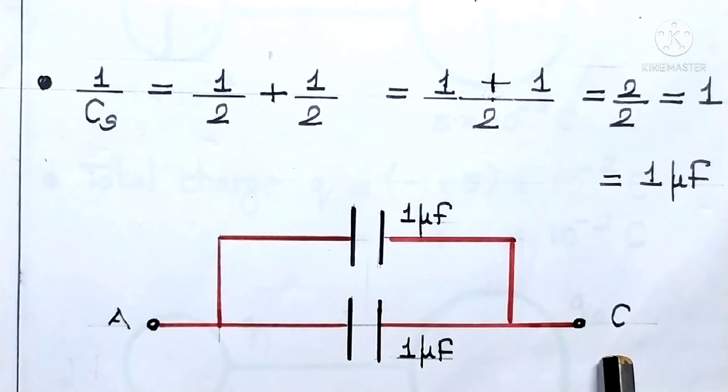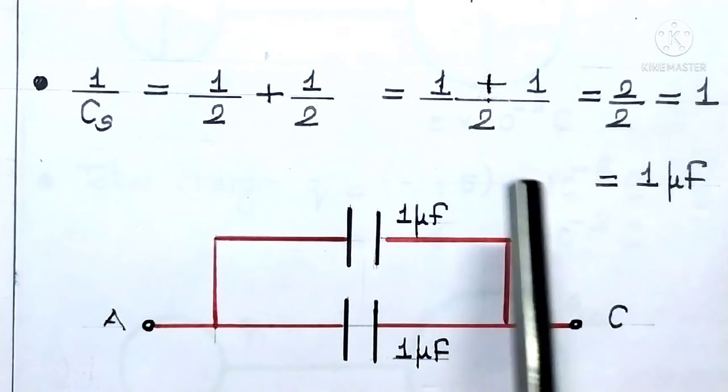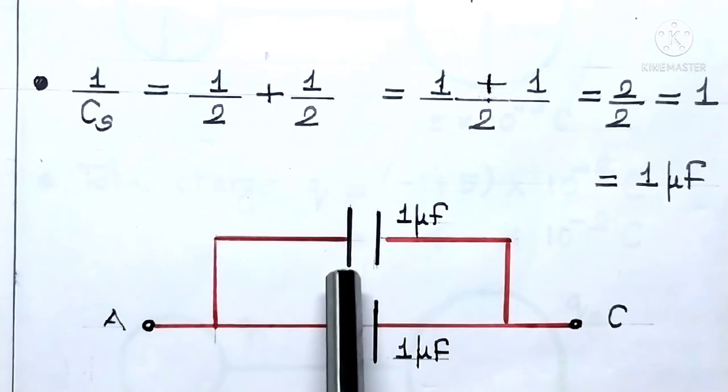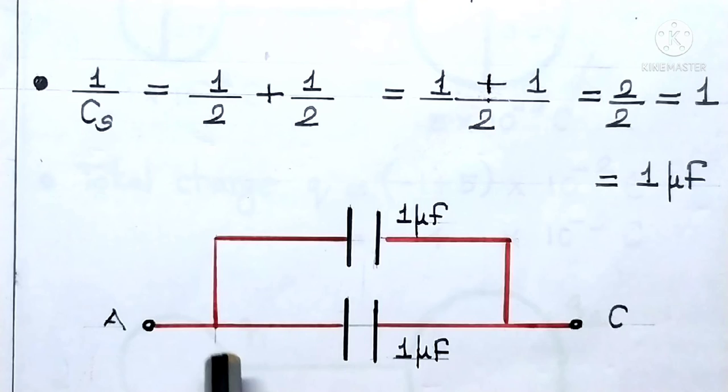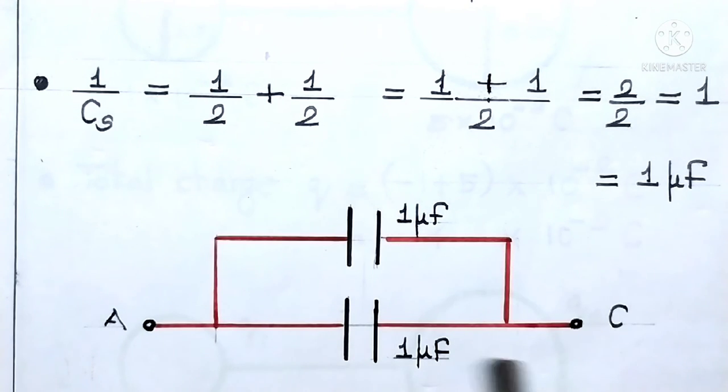So A and C are there. On its side 1 microfarad is there. Again we have already calculated the other two which are in series. The equivalent one is 1 microfarad. That's what is drawn over here. Now, this one and this one, they are in parallel.